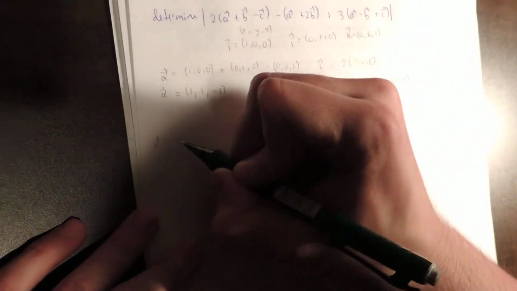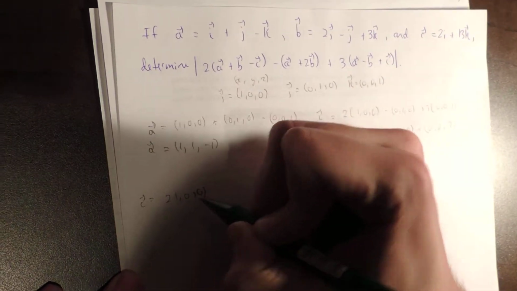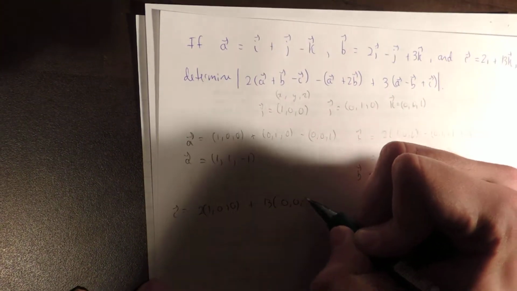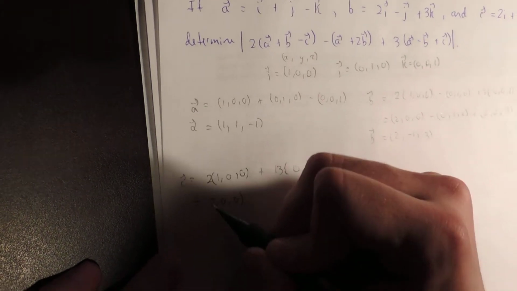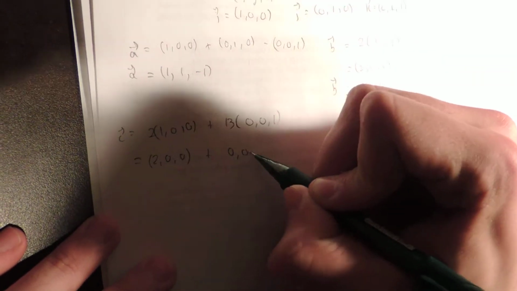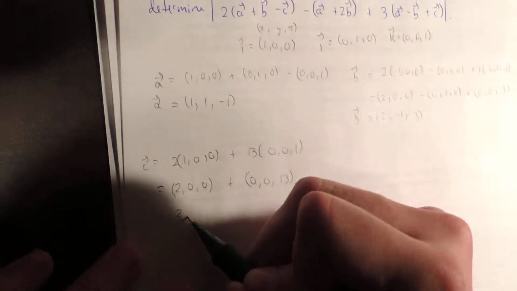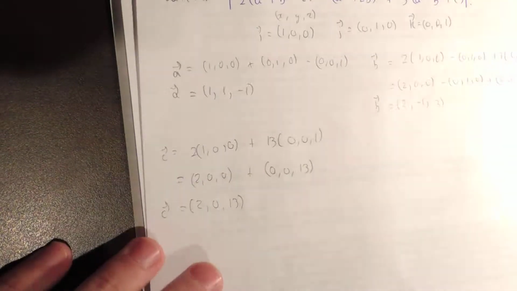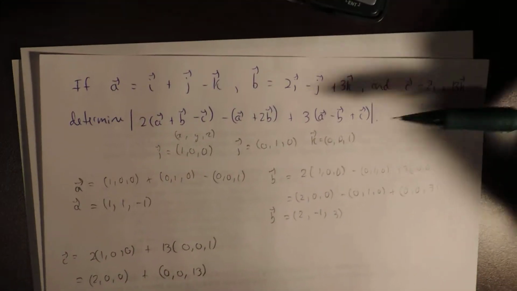Now we're going to do vector C. So 2 times i is 2, 0, 0, plus 13k. So 13 times 0, 0, 1. So expand again to 0, 0, plus 0, 0, and 13. Now just add the respective axes, so 2, 0, and 13. Now we have vectors A, B, and C. So what we're going to do now is determine the magnitude of this expression.